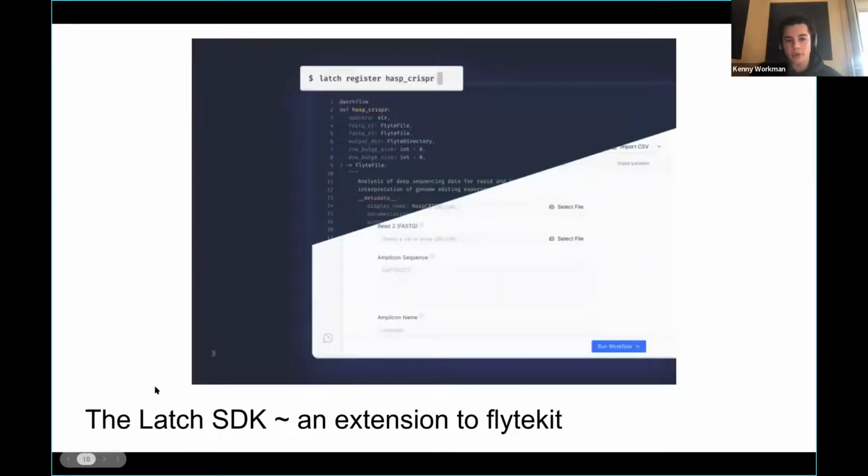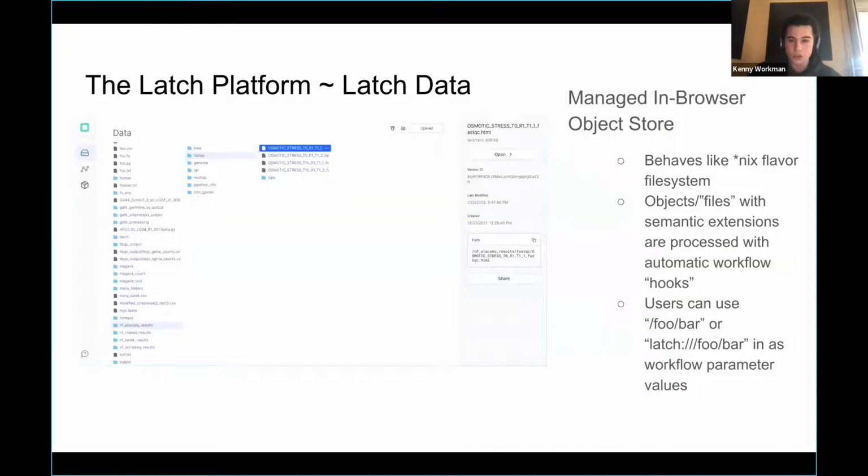And then on top of the platform, we're starting to tap into the bioinformaticians, computational biologists, and even software engineers at companies and giving them their own toolkit to both write Flyte workflows and dynamically generate Latch interfaces on top of them. So diving into a couple of technical details of the platform, the first component is a managed data store. And we really recreated pretty much a fully featured Nix flavored file system in the browser. It supports arbitrary file stores, at the moment it's just S3.